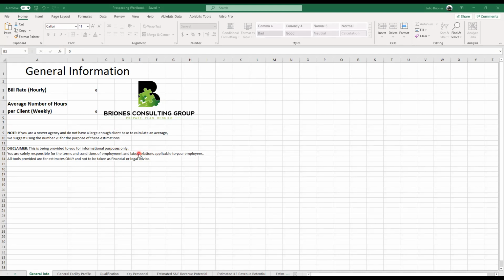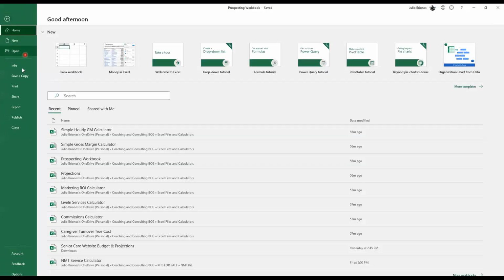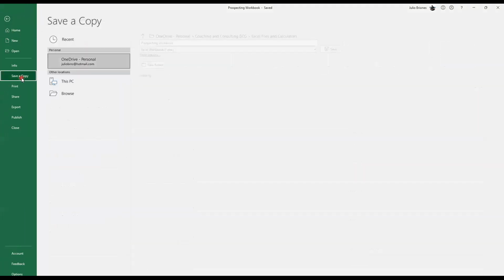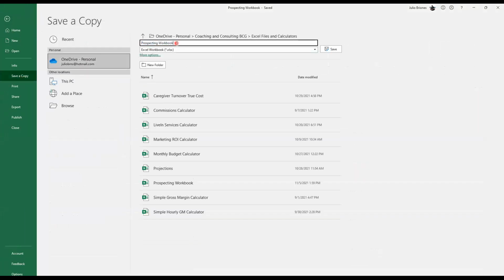So before we get started, a few things. Number one, this workbook is designed to be one per facility. So before you begin, always go to File, Save a Copy. We suggest you save the copy as the name of the facility that you're trying to build a prospecting book on. This way you're sure that you're not overlapping information, and you can always come back and revisit, because you should be reevaluating all of your facilities every 90 days or so.